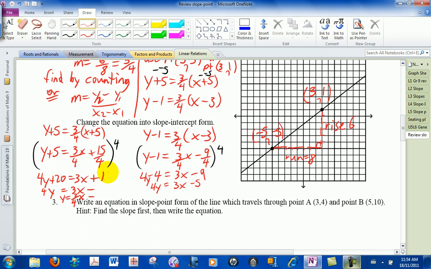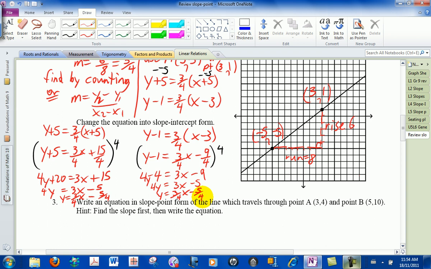Okay, so this should be plus 15. So then this should be minus 5. 5 over 4. Good. 3/4 x minus 5 over 4. Okay.